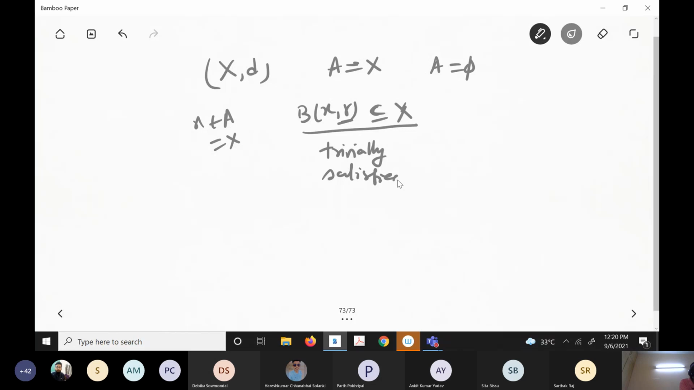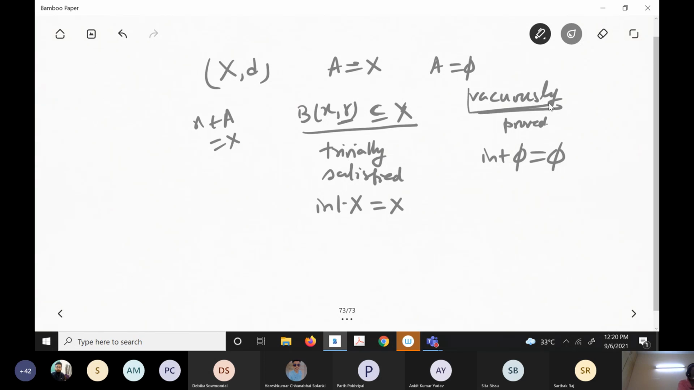Whereas here you see that you have nothing to prove, so it is vacuously proved. That means here you are getting interior of X is X, and interior of phi is phi. This proof is vacuous, because you are not able to give me any point. What will I check? I have nothing to check. Here I have nothing to check, and here I have something to check, though the proof is trivial. This is always true.